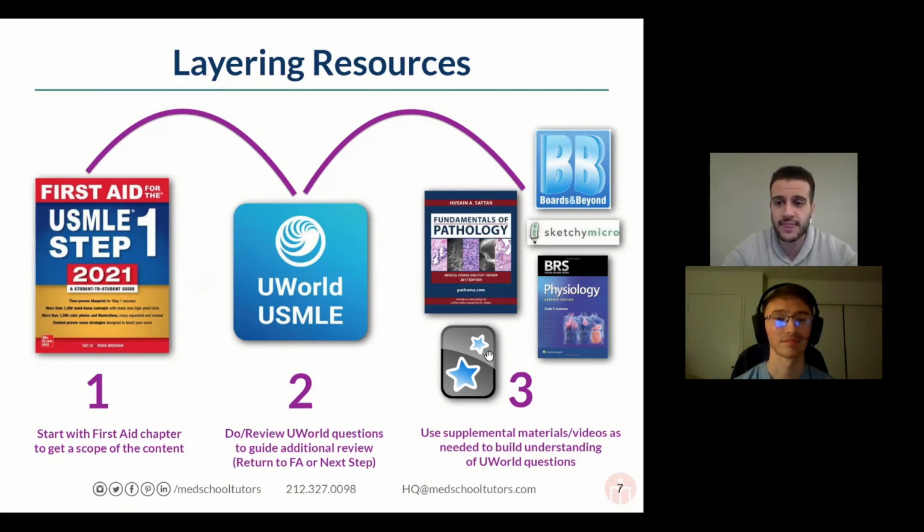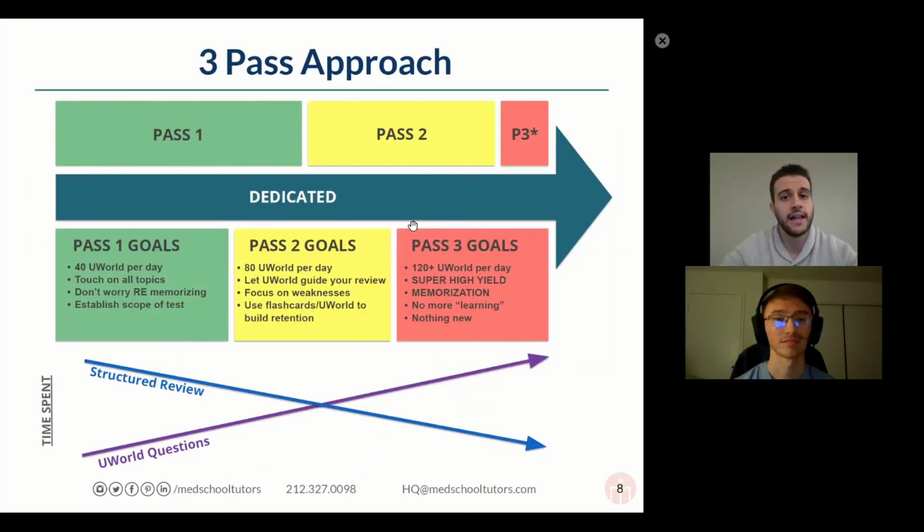And then after that, you can build in these other supplemental resources, be that Anki, Sketchy, Boards and Beyond, Pathoma, BRS. It's a little bit of just trying to find what works for you. But again, this is second, third tier, and has to take a backseat to these. And so Alec will talk a little bit more about what that actually looks like in a practical sense.